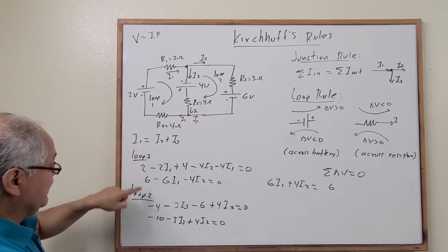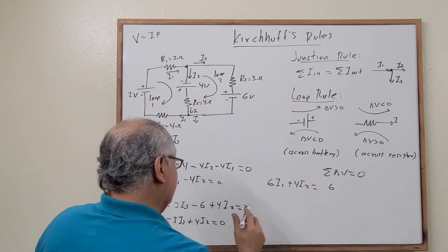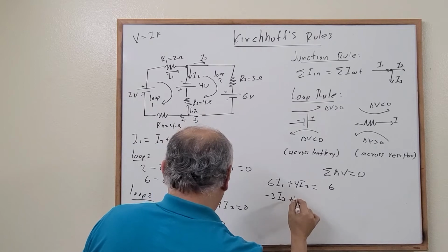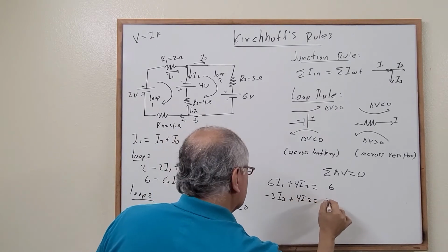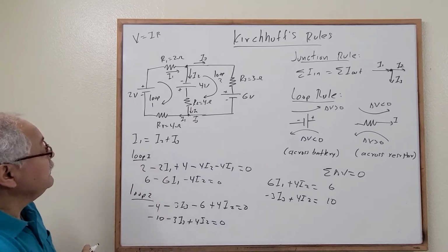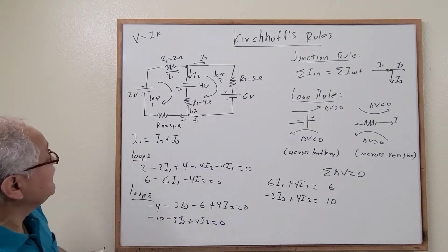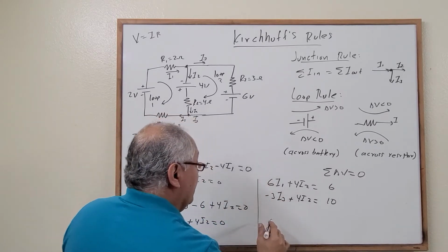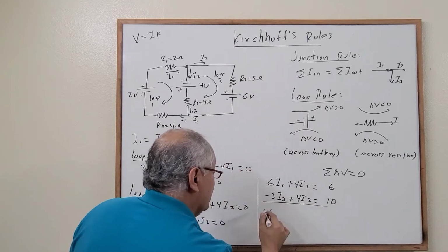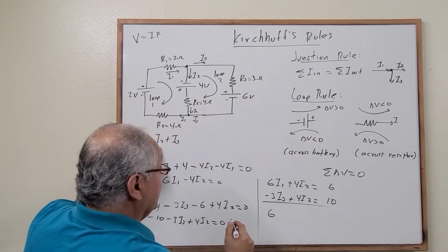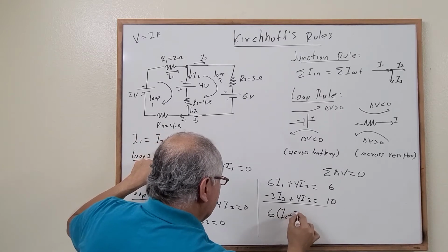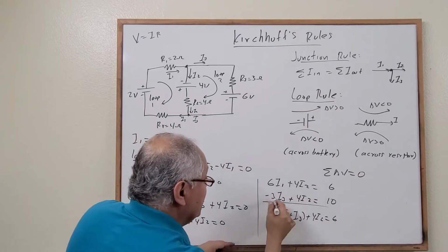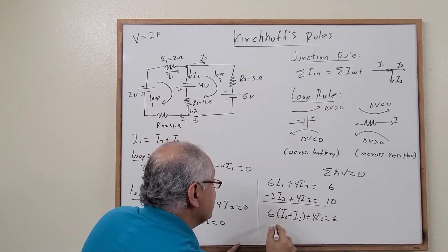This is the first one, second. The third one, what do we have? The same thing. It's going to be negative 3 current 3 plus 4 current 2 equals 10. Okay. For example, let's substitute this value, current 1, right here. And what do we have? Well, now this is 6. Okay, this is 6. 6 times current 2 plus current 3 plus 4 current 2 is equal to 6. And the second one stays the same, right?